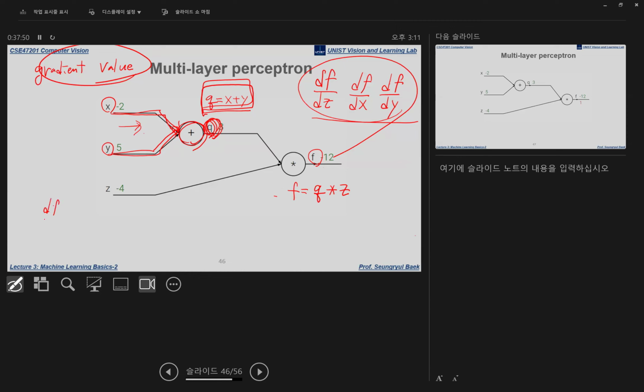First, I will calculate this. Have you heard about the chain rule before? Via the chain rule, we can represent df/dx as the multiplication of df/dq and dq/dx. I will first get this df/dq, and df/dq can be obtained from this formula.